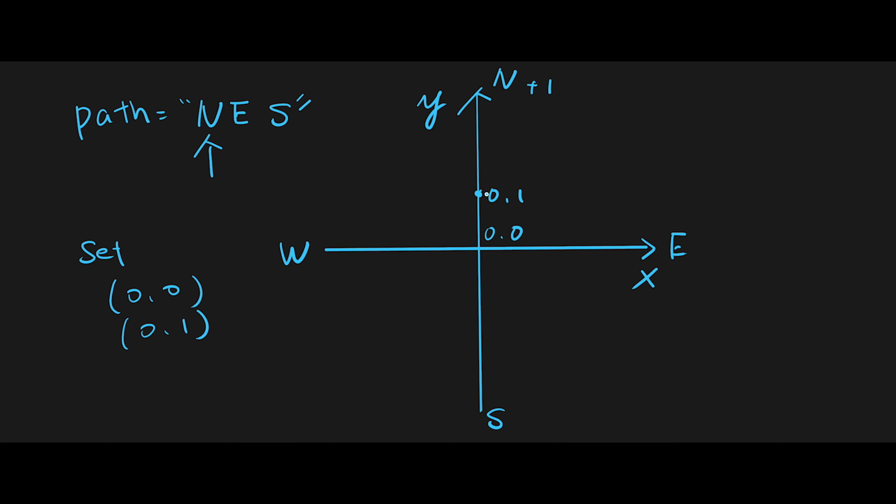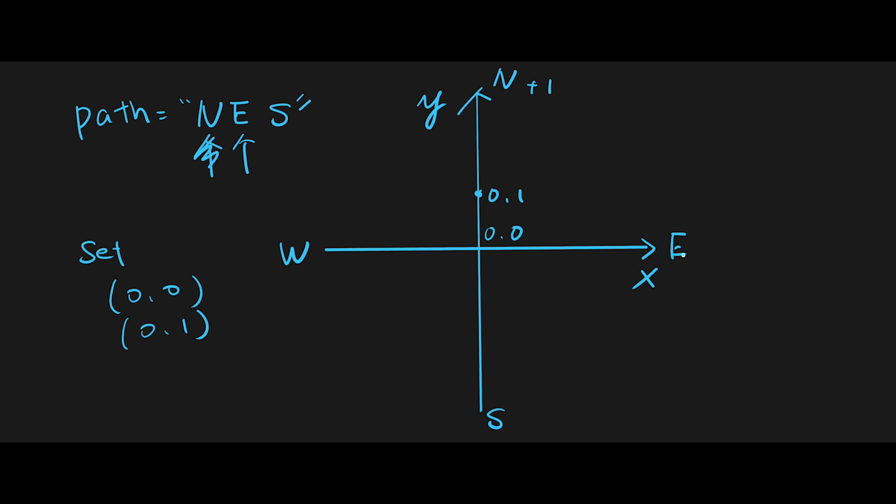But when we move to 0, 1, we only have 0, 0, right? So we don't have 0, 1. So just add 0, 1 to the set. And then move to the next one. So we have E. Let's look at the east side.